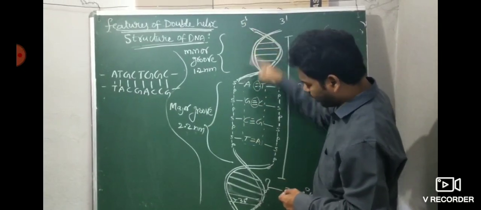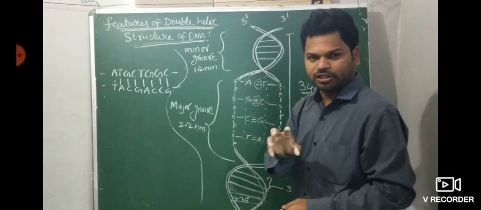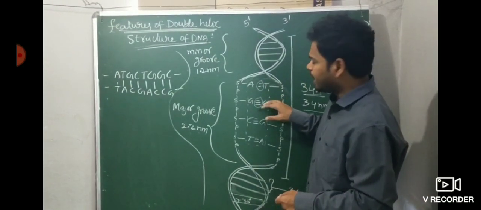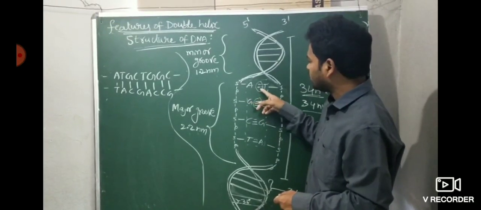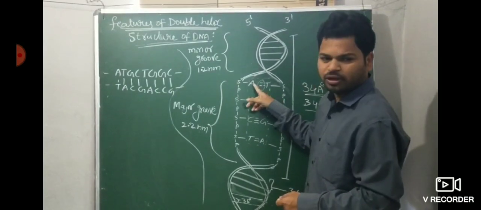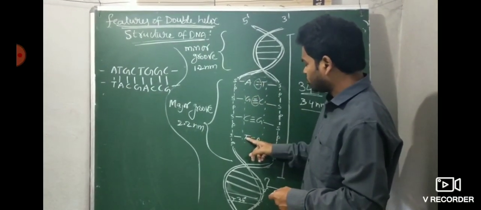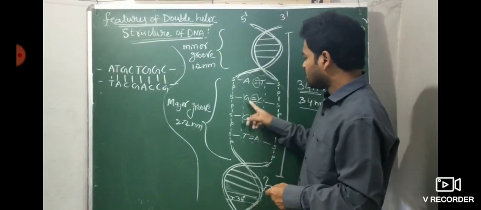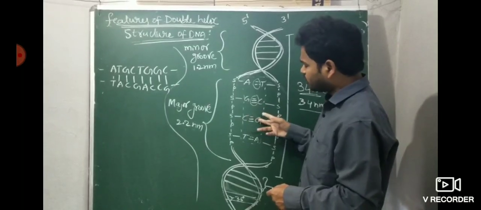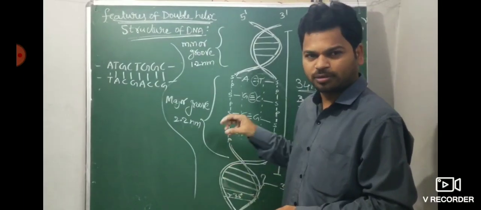One chain runs in the 5' to 3' direction, and the other chain runs 3' to 5'. Complementary bases pair through hydrogen bonds. Purines always pair with the corresponding pyrimidine. Between adenine and thymine, two hydrogen bonds are there; between thymine and adenine, two hydrogen bonds. Between guanine and cytosine, three hydrogen bonds; and cytosine and guanine also have three hydrogen bonds.